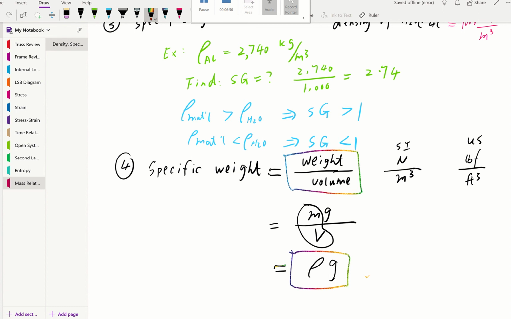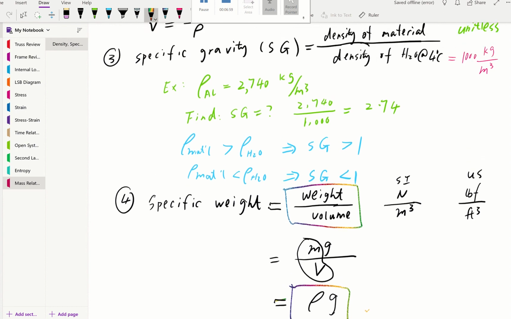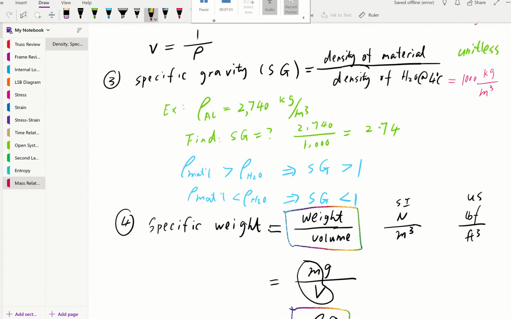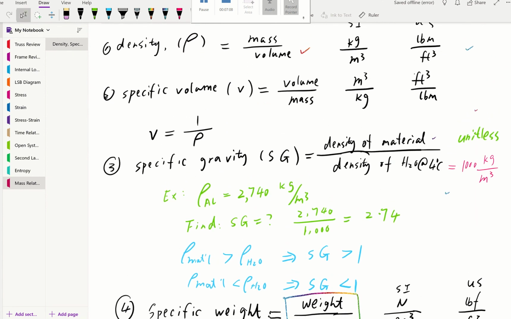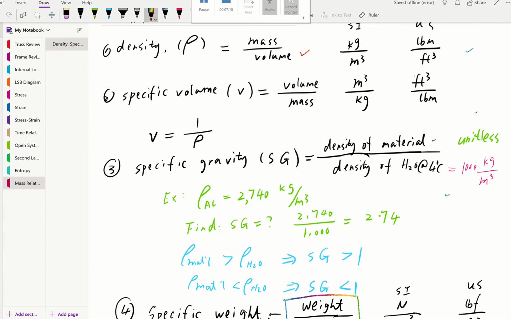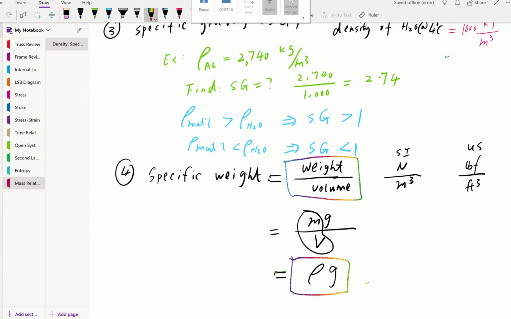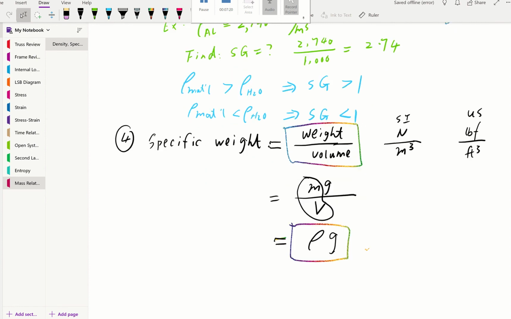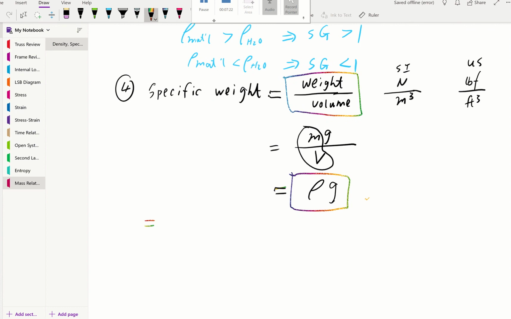How about the other way around? If you were given specific gravity, for example, can you find the density of the material? The answer is yes. And if you know the density of the material, we can find the specific volume. Then we can also use density times g to find the specific weight. So this proves something: know one, you can find all the other three.